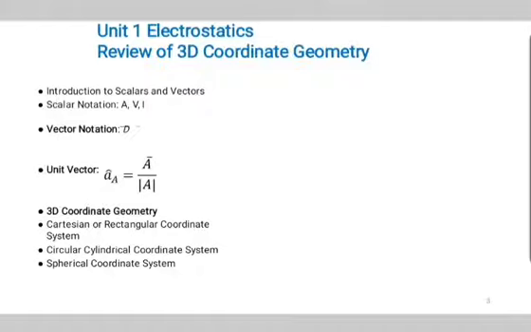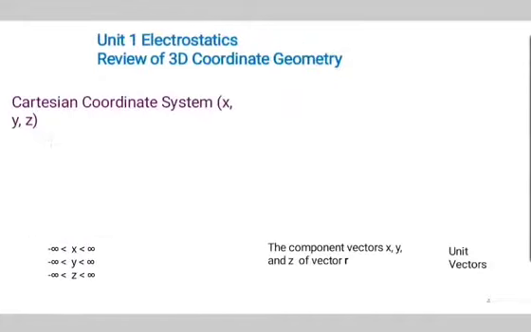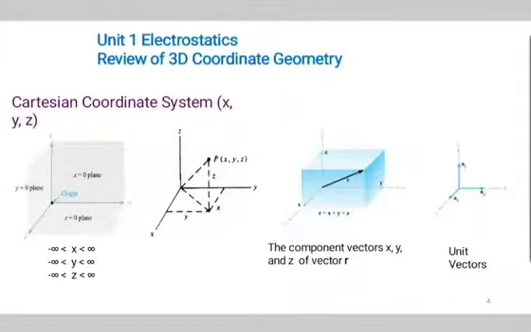A point or a vector can be represented in any curvilinear coordinate system which may be orthogonal or non-orthogonal. So in an orthogonal system, the coordinates are mutually perpendicular to each other. In electromagnetics, the three orthogonal coordinate systems used are Cartesian or rectangular, cylindrical or polar, and spherical. So the first one is the Cartesian coordinate system.